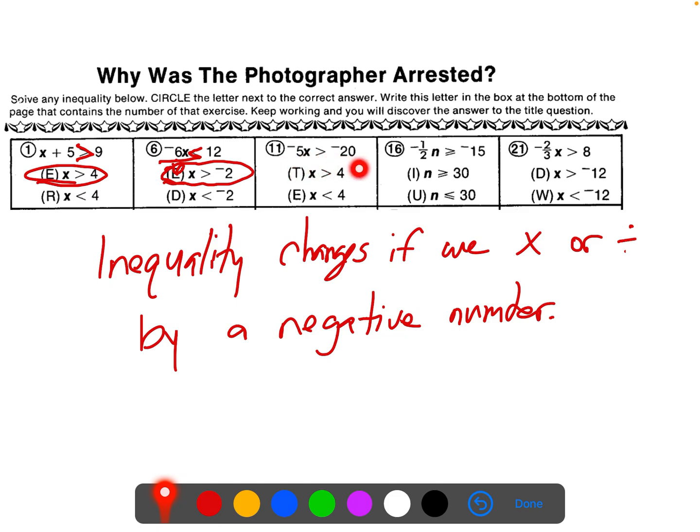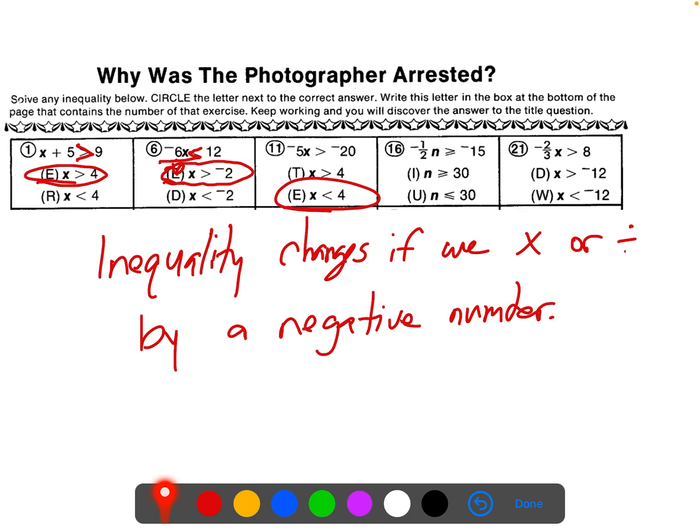Negative 5x is greater than negative 20. To solve it, to cancel this times negative 5, I'm going to have to divide by a negative number, negative 5. So this greater than symbol is going to reverse to a less than symbol, and it would be right there. Okay, that's it. That's the simple process: if we're solving an inequality and we have to multiply or divide by a negative number, the inequality changes. That's the only case.